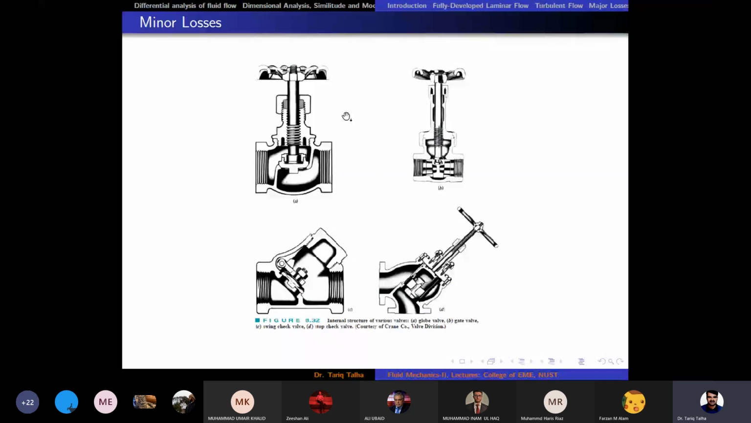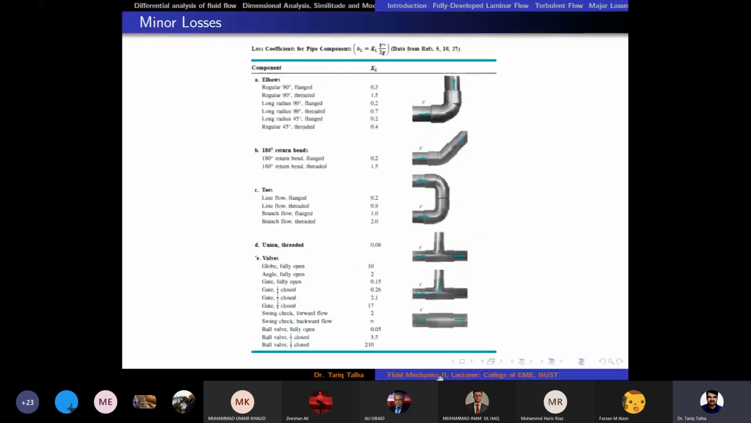Similarly for the valves, there are different types of valves we use in the piping system, like gate valve, globe valve, check valve, depending upon the function, how we want to control the volume flow rate. So the value of KL would be different, and you can see that there are like 10, maybe 20 values here, gate valves, and then swing check valves, and these things.